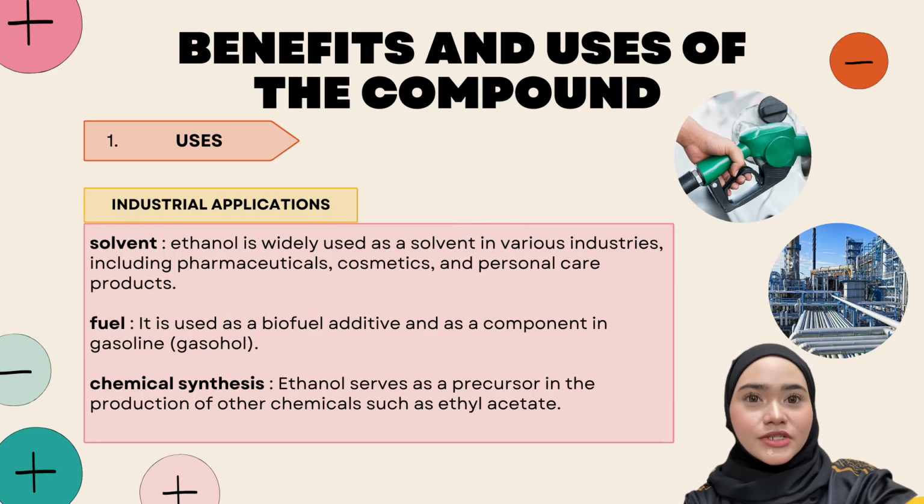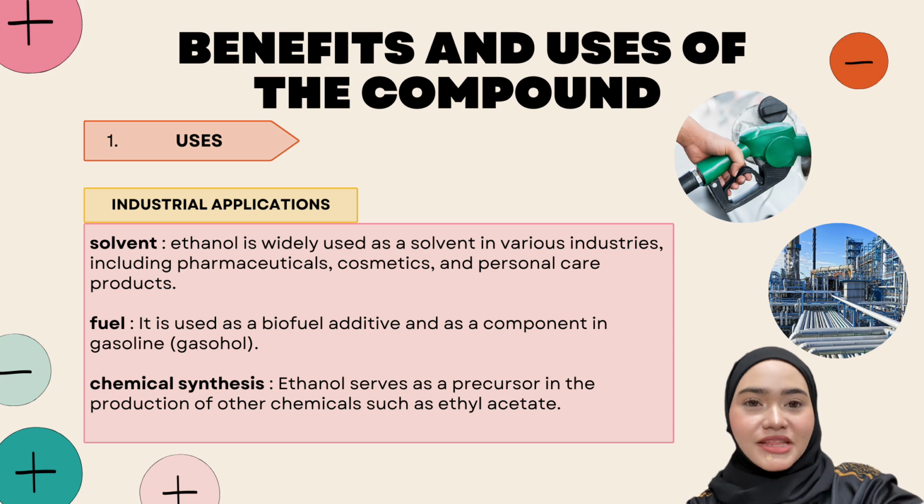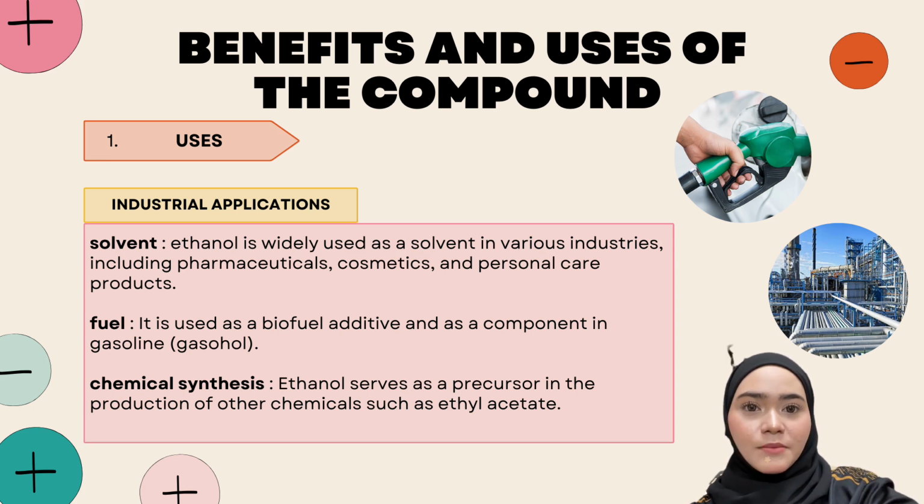For the benefits and uses of this compound, we have uses, benefits, and environmental consideration. First of all, we have the uses of ethanol. In industrial applications, ethanol is widely used as a solvent in various industries, including pharmaceuticals, cosmetics, and personal care products. Other than that, it is used as a biofuel additive and as a component in gasoline. Last but not least, ethanol serves as a precursor in the production of other chemicals such as ethyl acetate.